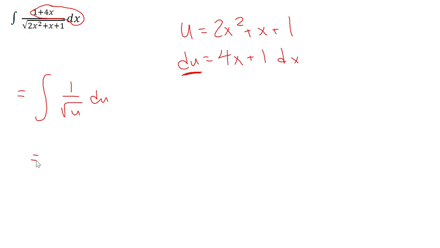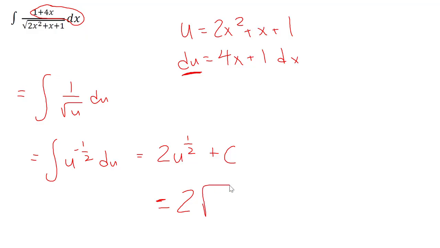Well, that's the same as the integral of u to the negative 1/2 du, which we should be able to integrate, where we go up to u to the 1/2, and then we divide by the 1/2, which is just like multiplying by 2. So we have 2u to the 1/2 plus our constant. Right? And so we need to rewrite this then as 2 times the square root of 2x squared plus x plus 1, plus, of course, our constant.